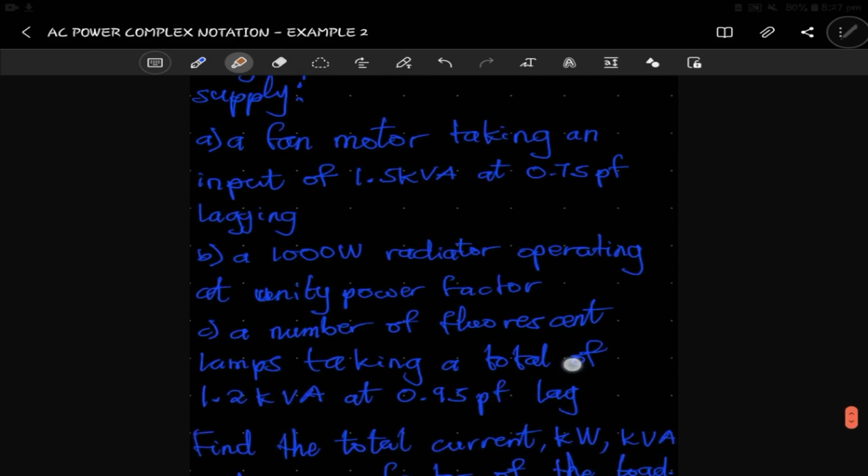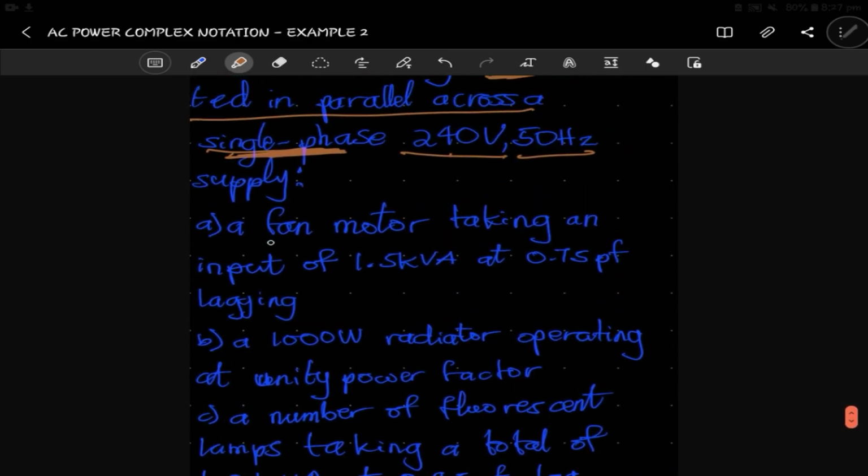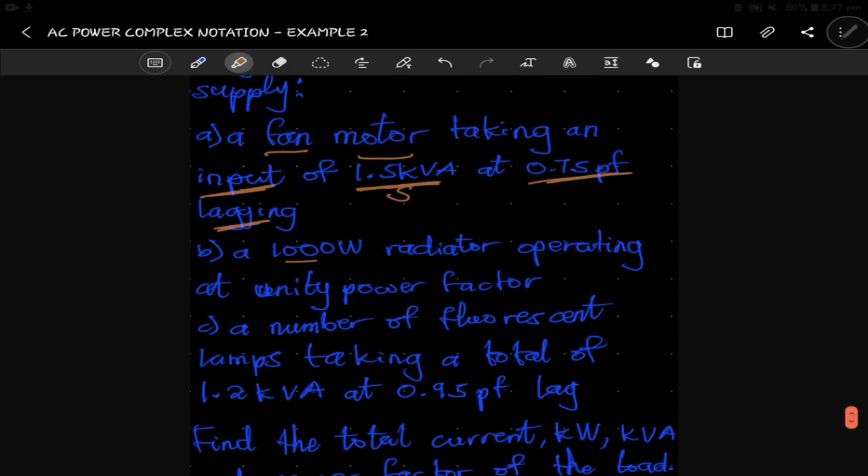So what they're saying is that the first one is a fan motor taking an input. Let's pay attention to this one right here. We are seeing VA, so this is the apparent power. This is the power factor, and it's lagging.